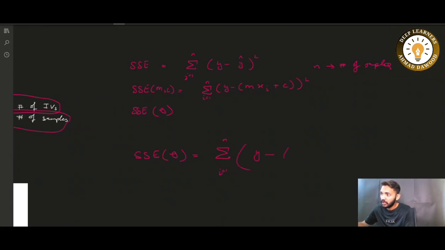This will be our true value. Here is our predicted value. If we have multiple independent variables, then the equation will be in this way: theta 0 plus theta 1 x1 plus theta 2 x2 plus so on, theta m xm. So you can see for each variable, i from 1 to n, we have to use this, because we have to see the difference for each sample, each row: what is the predicted value and what is our true value in each sample. Each data point we will see. So that's why here i.